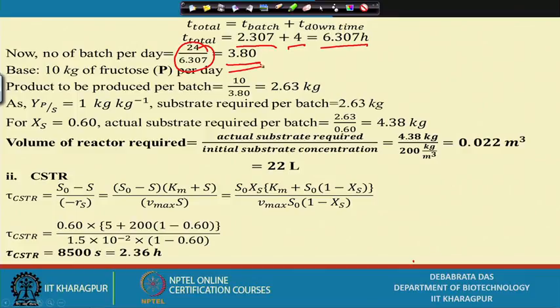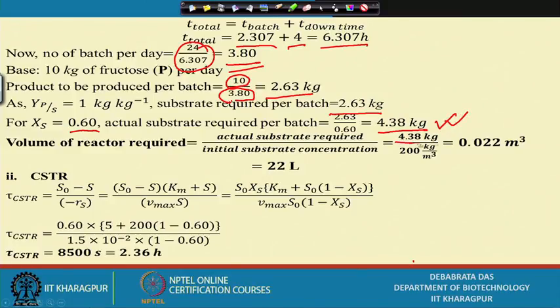This is 3.8 batches. So, how much product you have to produce? 10 kg of fructose. Per batch, how much product is to be produced? You divide by 3.8. So, you will get 2.63 kg of product. And for this product, how much substrate is required? Glucose is required 2.6, because 1 gram of glucose produces 1 gram of fructose. So, 60% conversion of substrate is there. So, you can easily find out how much glucose is required for the batch process.